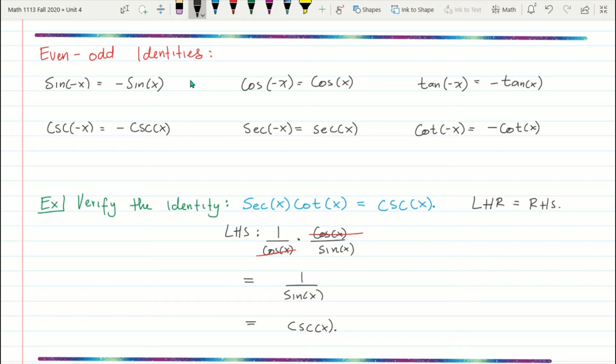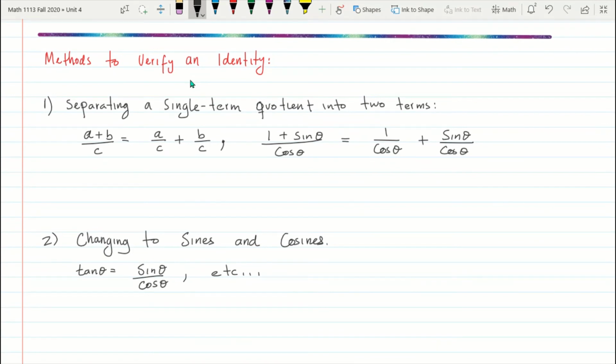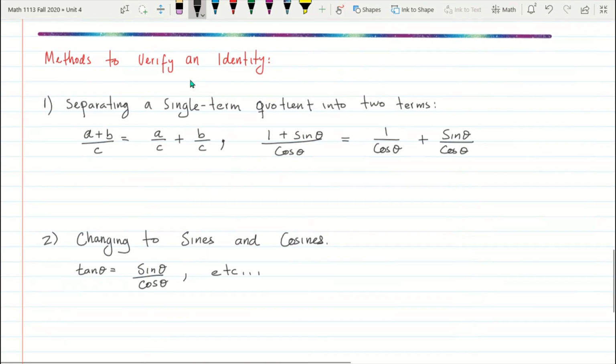And I just showed that the left-hand side is equal to the right-hand side. So in this type of problem, the work is very important. How you show your steps is crucial, right? Because it doesn't matter whether you say yes, they're equal, or no, they're not equal. You have to show how they're equal to each other. Okay. Here are some pointers as to how to solve this problem.